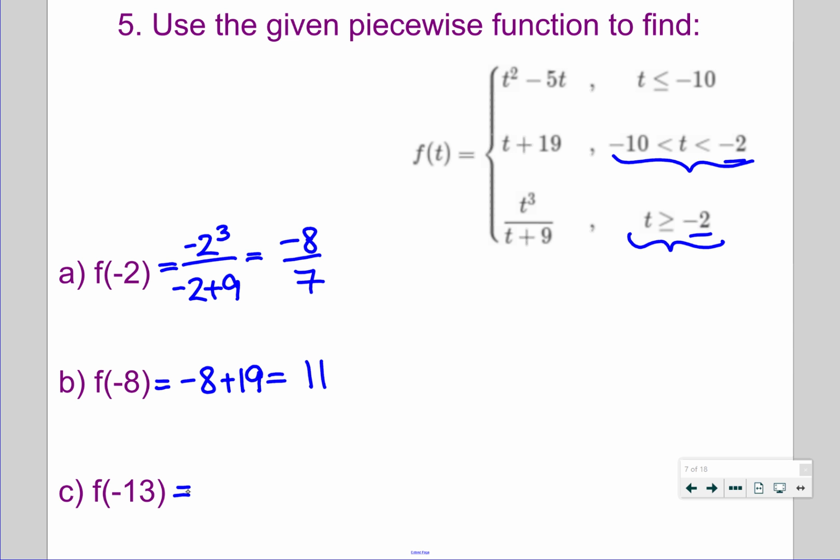And then one more, negative 13. You're probably going to guess this one actually uses the top piece. It's a number smaller than, in this case, negative 10. So we're going to plug it in. Negative 13 squared minus 5 times negative 13. And you can type that all in your calculator if you want. Negative 13 squared is going to give me 169. 5 times 13 is going to give me 65. And then if I add those together, 169 and 65, I get a grand total of 234.